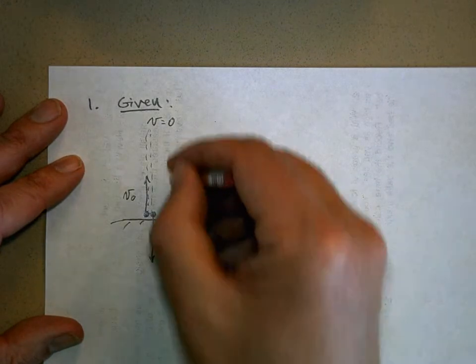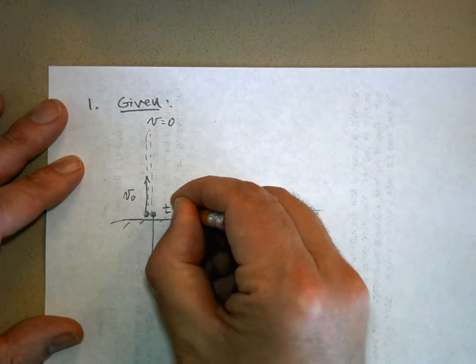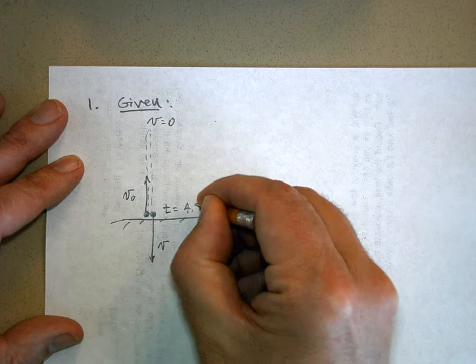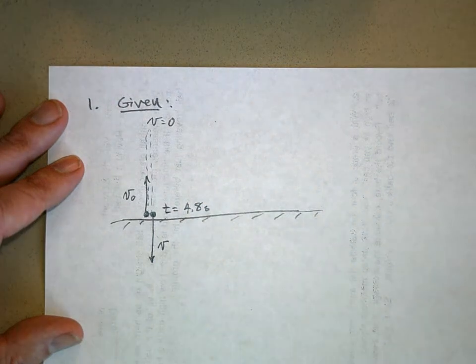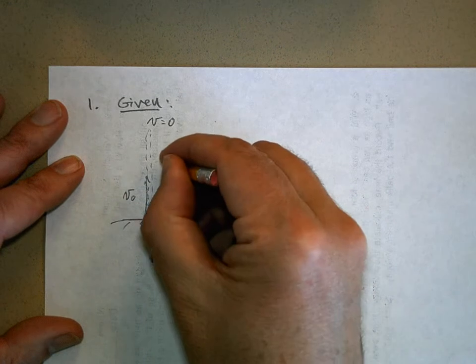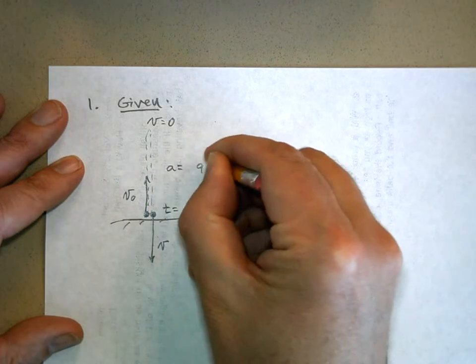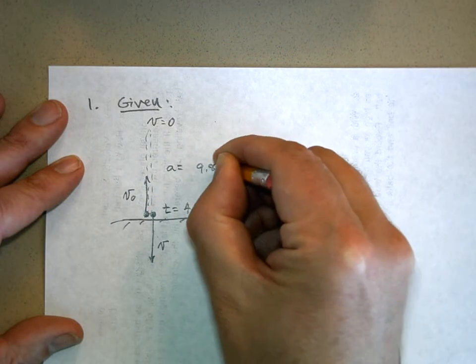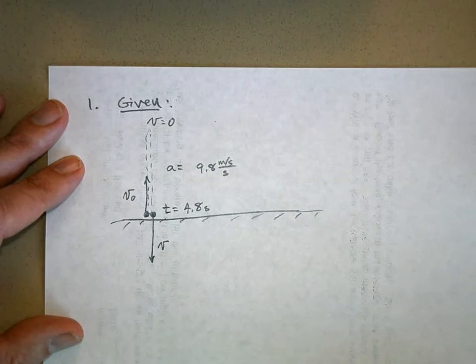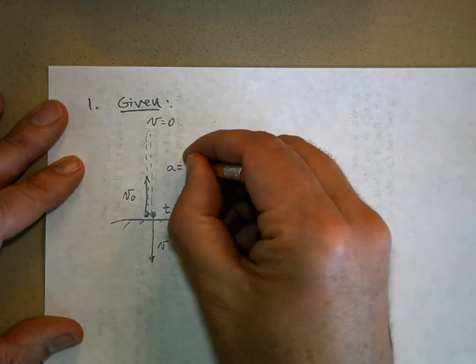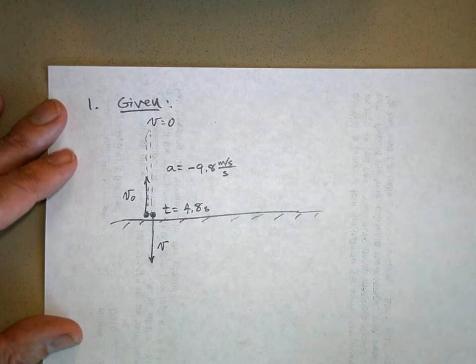What do we know? We know that the time that it took to catch the ball was 4.8 seconds. Now, it's not stated in the problem, but we know something else. What is the acceleration of gravity? 9.8 meters per second every second. And in what direction? Well, things tend to fall down, and we make down the negative direction.